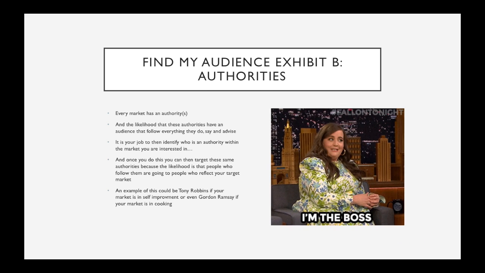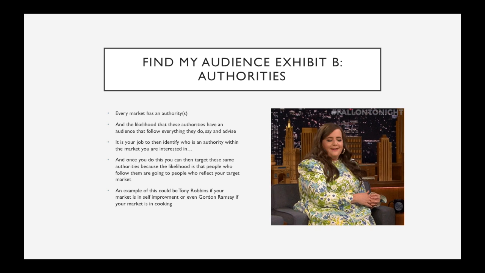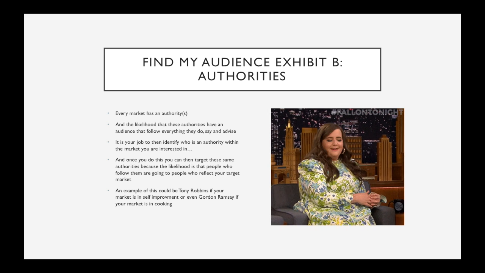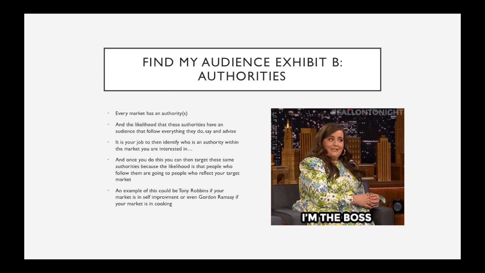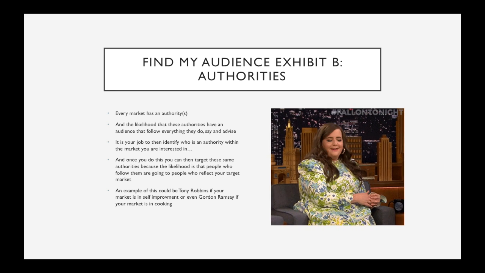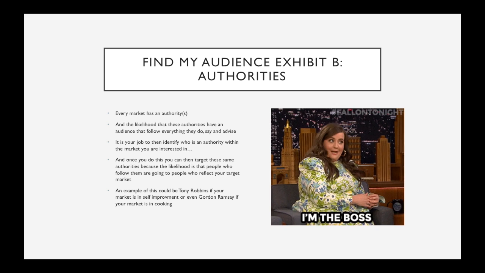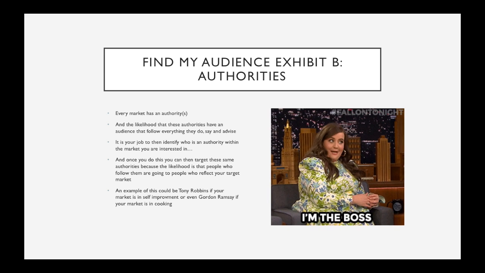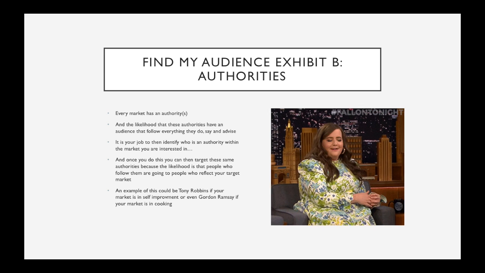The second element to finding your audience on Facebook is authorities. Every market has an authority, and the likelihood is that these authorities have an audience that follow everything they do, say, and advise. It is your job to then identify who is an authority within the market you are interested in. And once you do this, you can then target these same authorities because the likelihood is that people who follow them are going to be people who reflect your target market. An example of this could be Tony Robbins if your market is in self-improvement, or even Gordon Ramsay if your market is in cooking.